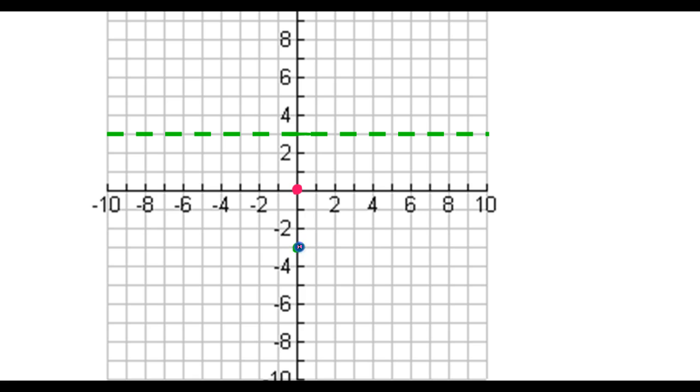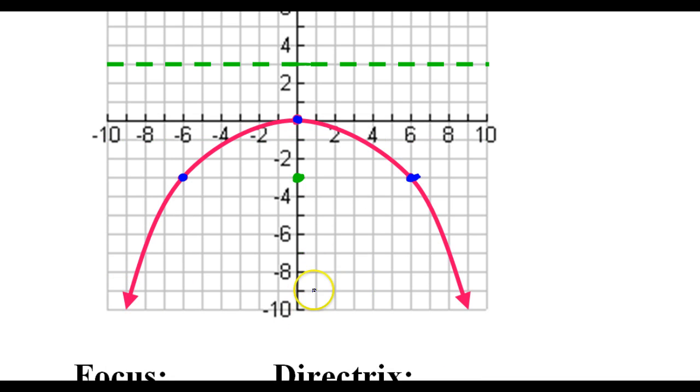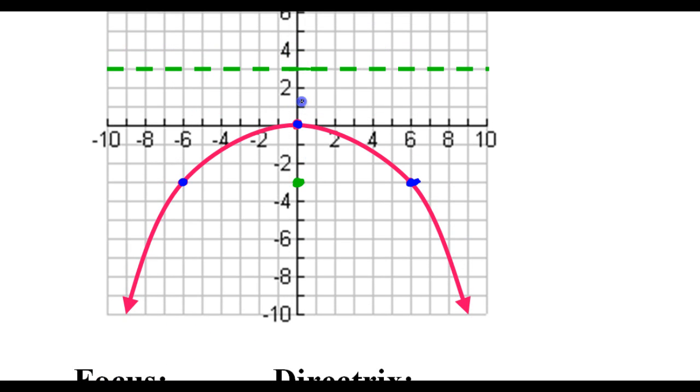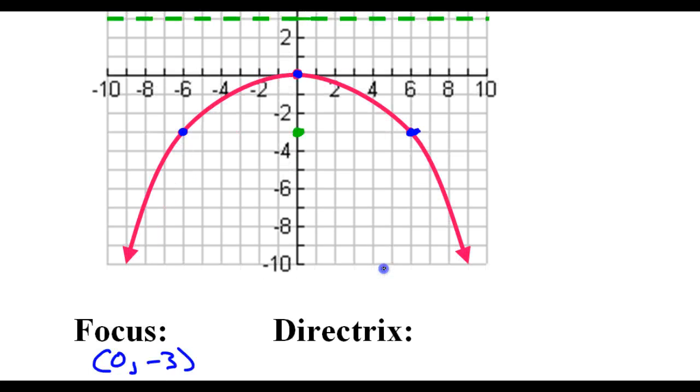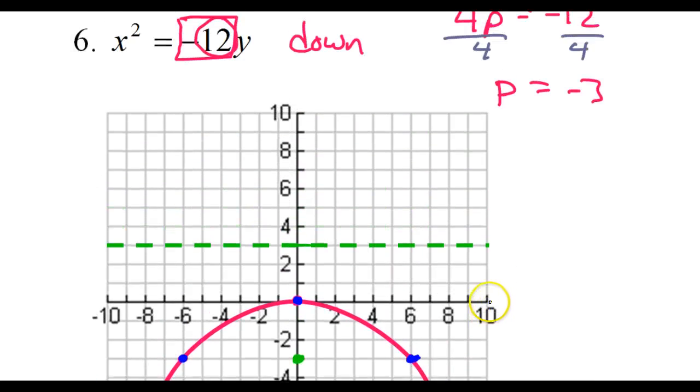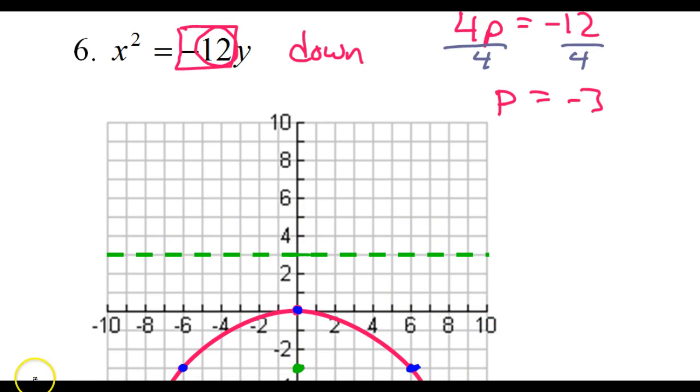So looking at the focus, if I want a total of 12, that means go to the right 6 and go to the left 6. So that means I can draw my parabola through here. So there's my sketch. Now the focus is the point 0, -3 here. And of course the directrix is this horizontal line. This is y equals 3. Alright, so that's it for number 6. Let's do 2 more examples.